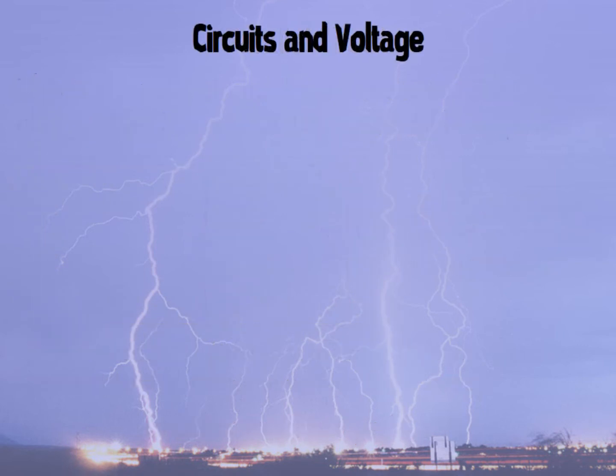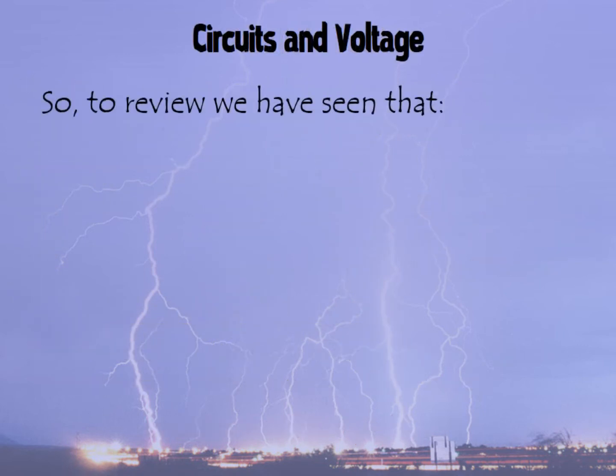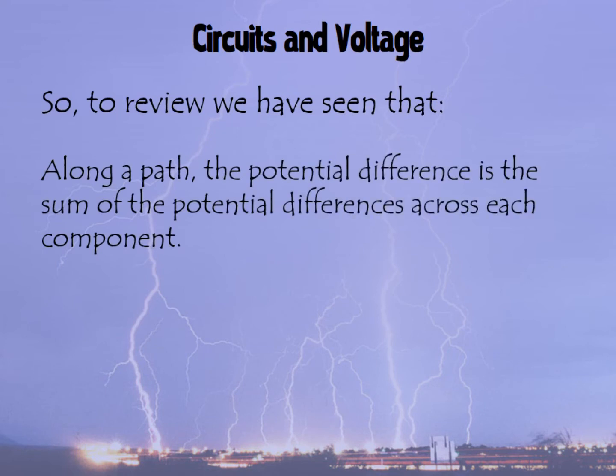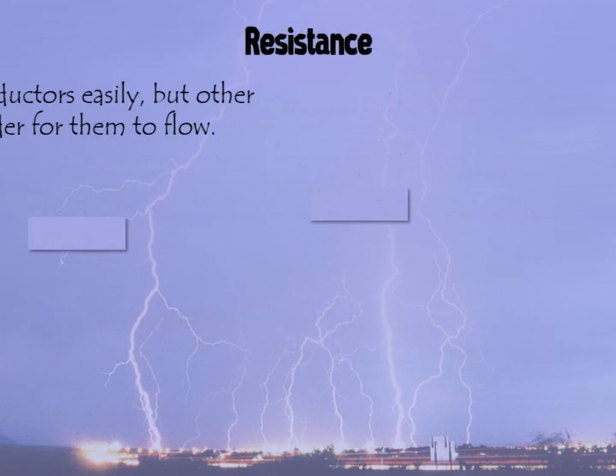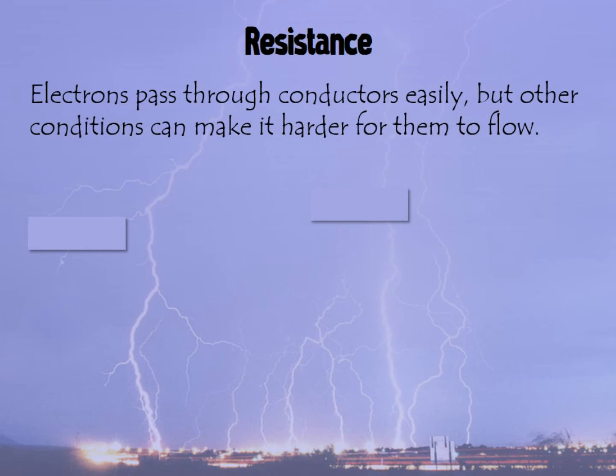So far we have seen that along a path, the potential difference is the sum of the potential differences across each component on that path. Along multiple parallel paths, the potential difference across each path is the same. So with those two things in mind, we're going to look now again at the water analogy and see how this relates to a new property. And that property is resistance.